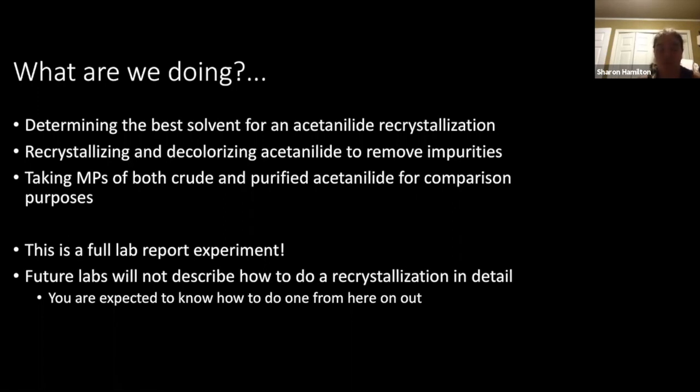Just as a reminder, future labs will not describe in detail how to do a recrystallization. They'll just say recrystallize the product and expect you to know what that means. So pay careful attention to what you're doing this lab and make sure that you are able to conduct a recrystallization from here on out.